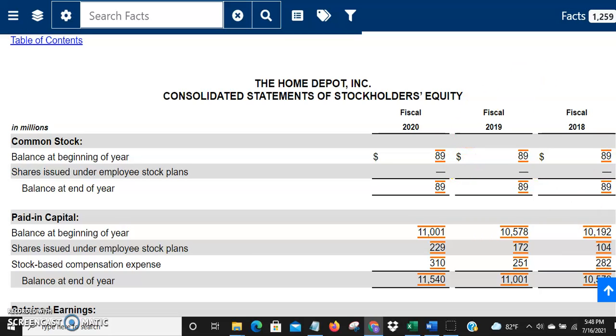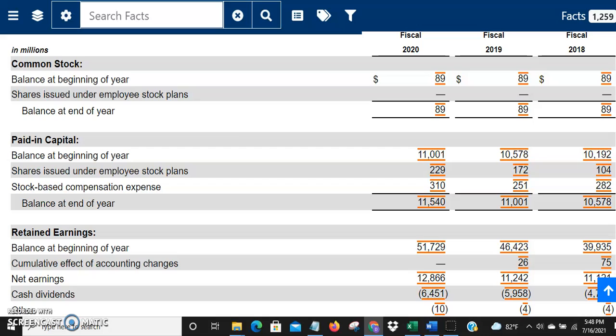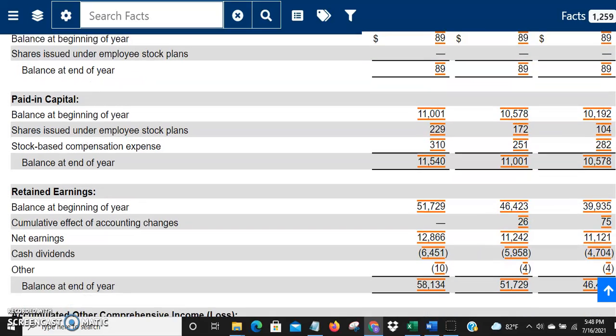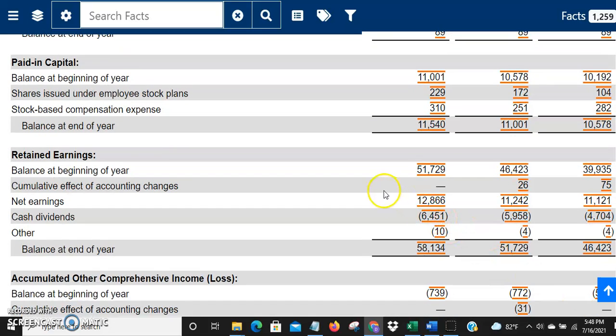Here you can see the paid-in capital, which we had discussed in topic number 1 as the money that has come in, and the retained earnings. The retained earnings here were $51.7 billion at the beginning of fiscal year 2020. Then it earned that much, then it paid back dividends.